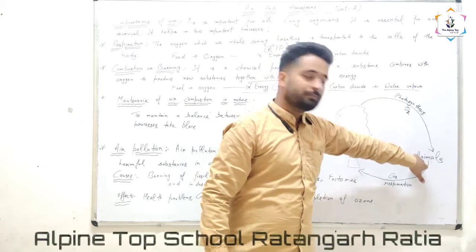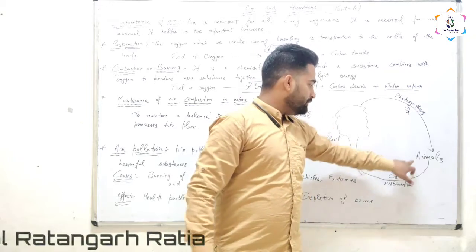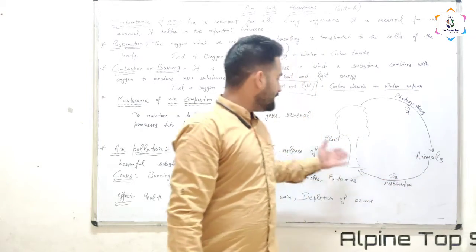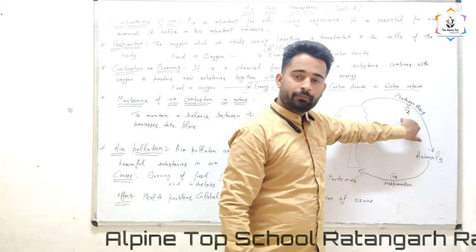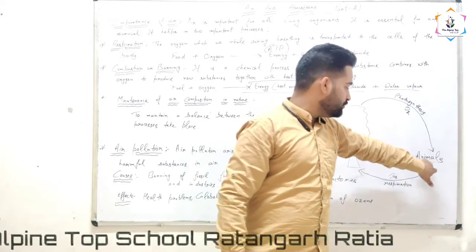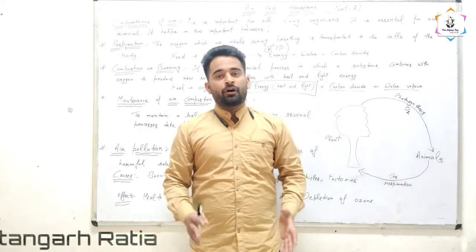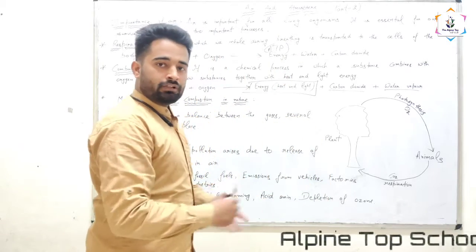That oxygen is used by the animals for respiration. You know very well, during respiration, animals produce CO2. That CO2 is used by the plants for photosynthesis, and during photosynthesis, plants produce oxygen. That oxygen is used by the animals for respiration. In this way, the balance of the gases in the air is maintained.